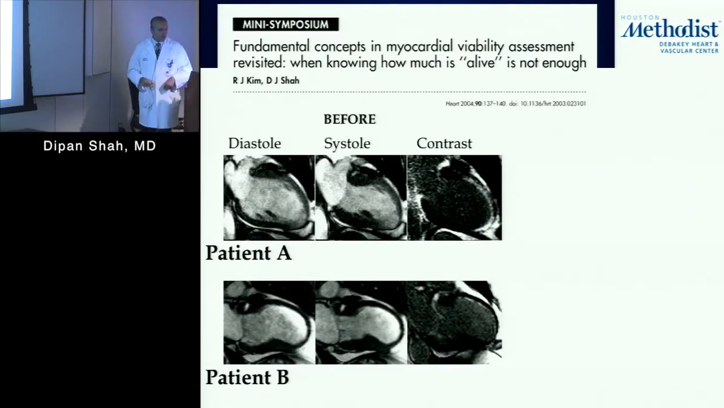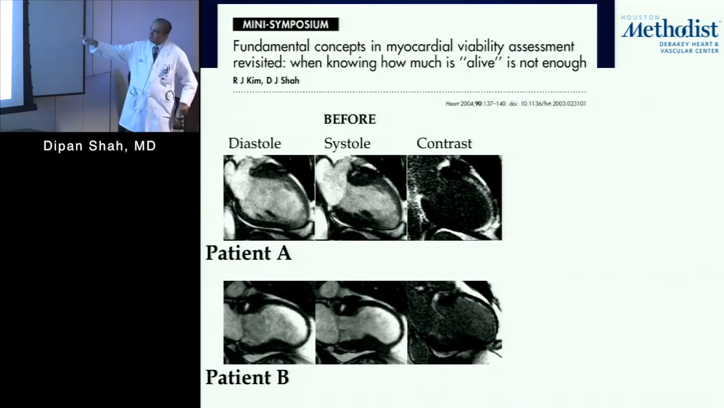Now, a couple of things that I want to point out. I think it's really the ability of this late gadolinium enhancement MRI that's made us realize that when we think about myocardial viability and fibrosis, some of the initial concepts we had, we may need to modulate a little bit. This was a publication from a few years ago where we looked at the concept of, is knowing how much viable myocardium there is in and of itself sufficient? What we're postulating here is that just simply knowing how much is alive, or how much viability there is, in and of itself may not be sufficient.